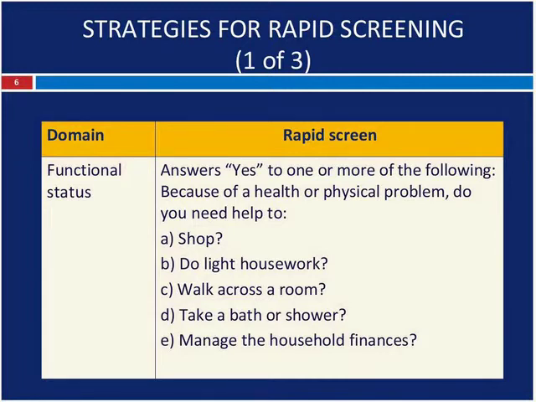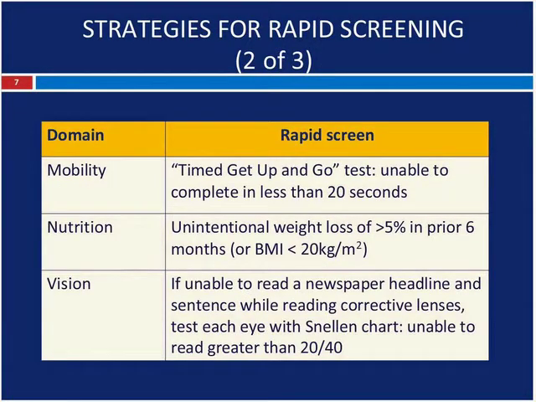First, for functional status, a simple screen is to determine whether your patient, because of a health or physical problem, needs help to accomplish one of these 5 activities, ranging from shopping, light housework, walking across a room, taking a bath or shower, or managing household finances. A yes response to any of those questions would warrant further evaluation more broadly within the functional domain.